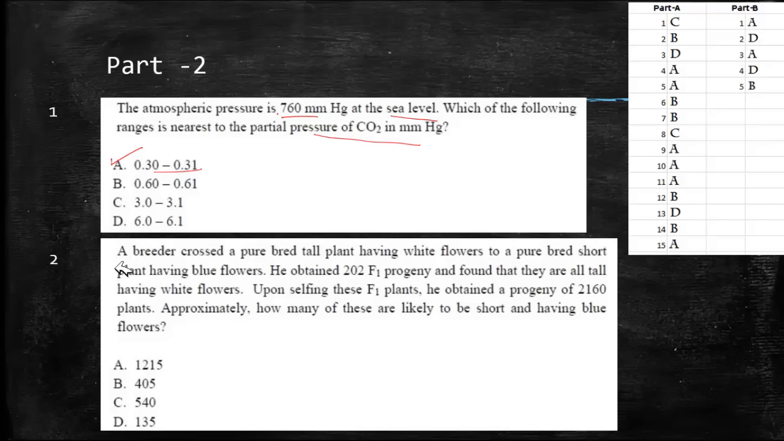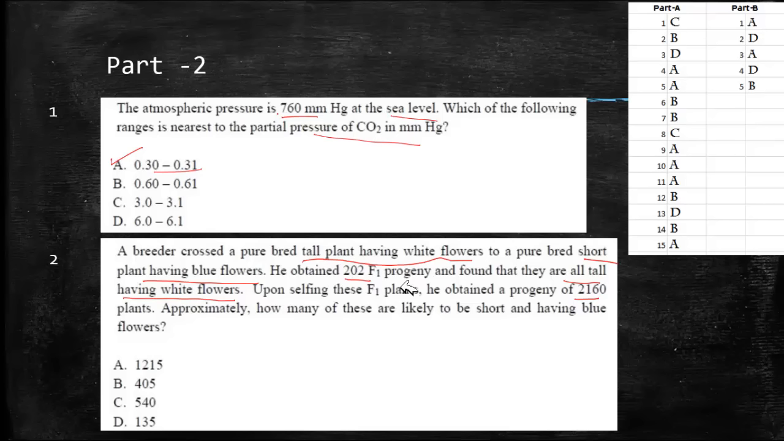Now again, the genetics part. A breeder crossed a pure tall plant having white flowers and a pure short plant having blue flowers, where he obtained 202 progeny and found that all of them are tall having white flowers. Upon selfing these F1 plants, he obtained a progeny of 2160. It is very similar to your dihybrid cross. They actually try to provide you the digits here. You have to work out on the digits.